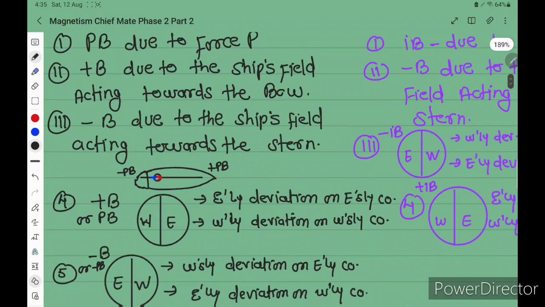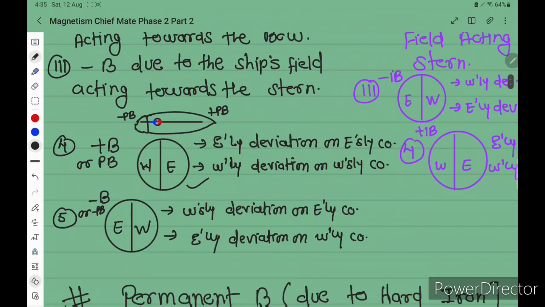So plus PB causes semicircular deviation, which is easterly deviation from 000 to 180 and westerly deviation from 180 to 360 or 000. So easterly deviation on easterly course and westerly deviation on westerly course. Whereas minus PB is from 000 to 180 westerly deviation on all easterly courses, and easterly deviation on westerly courses, so it's opposite.